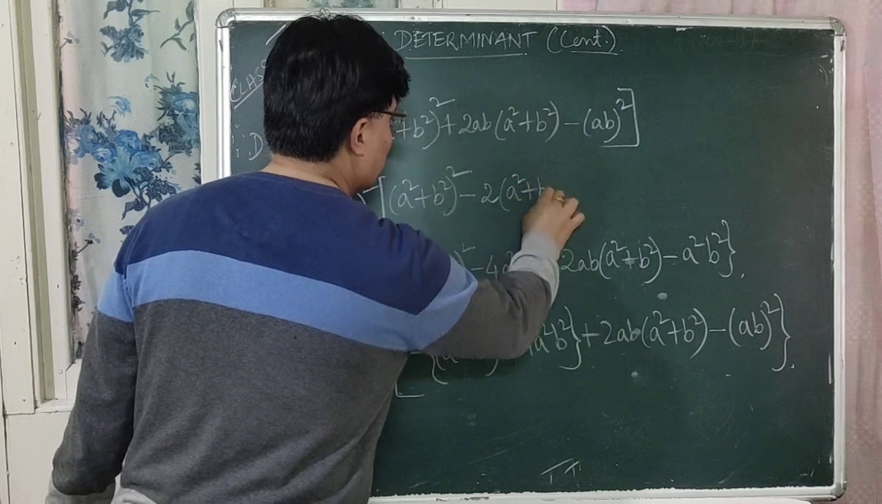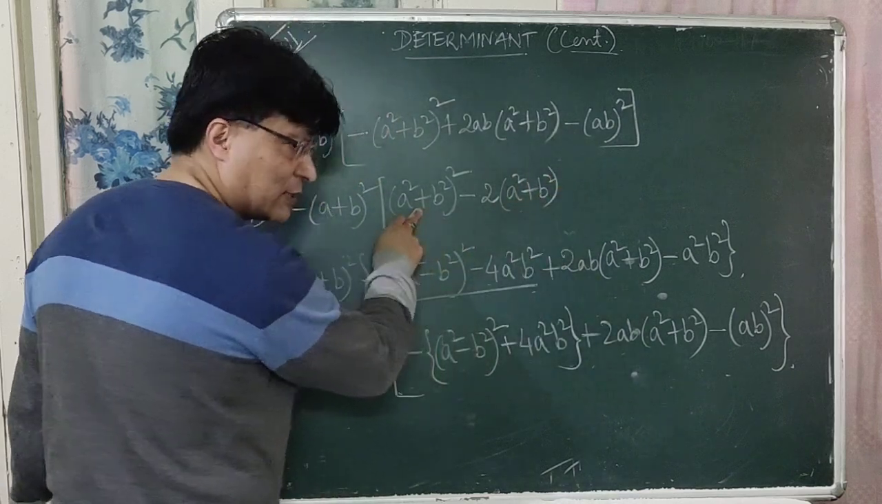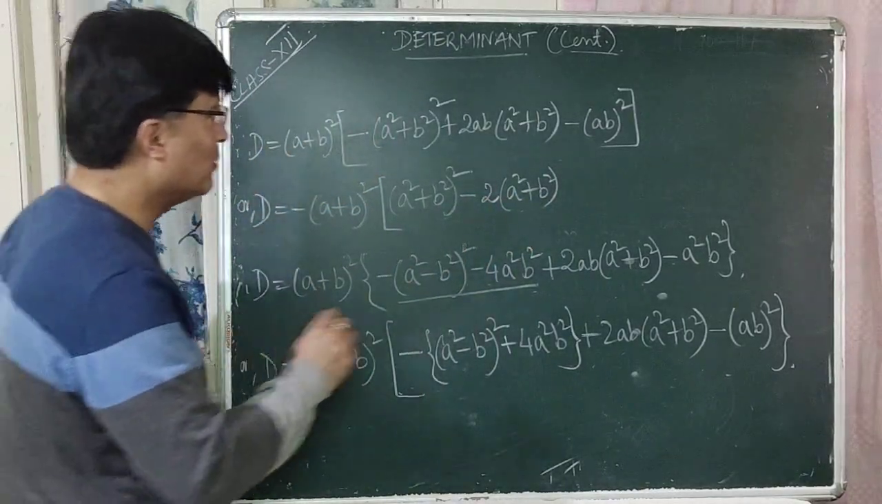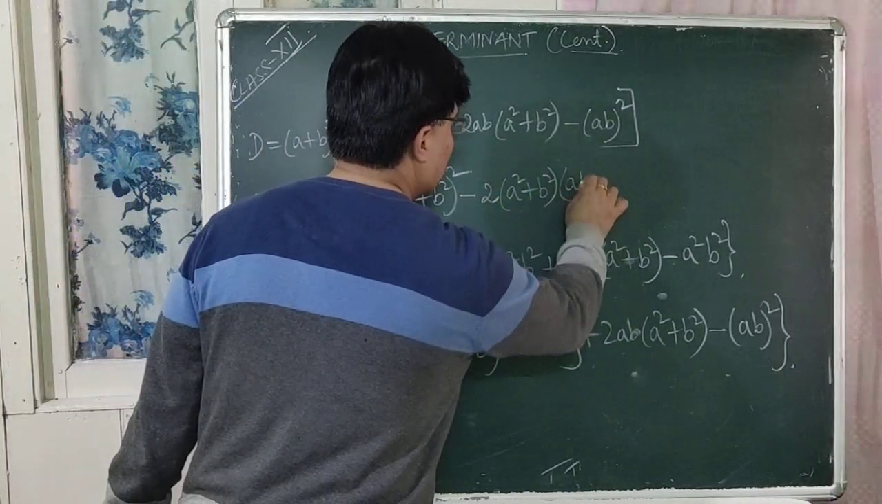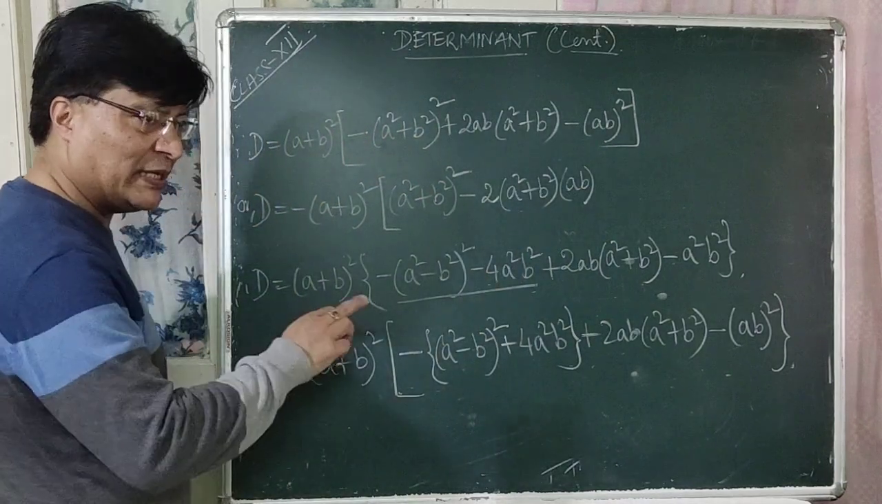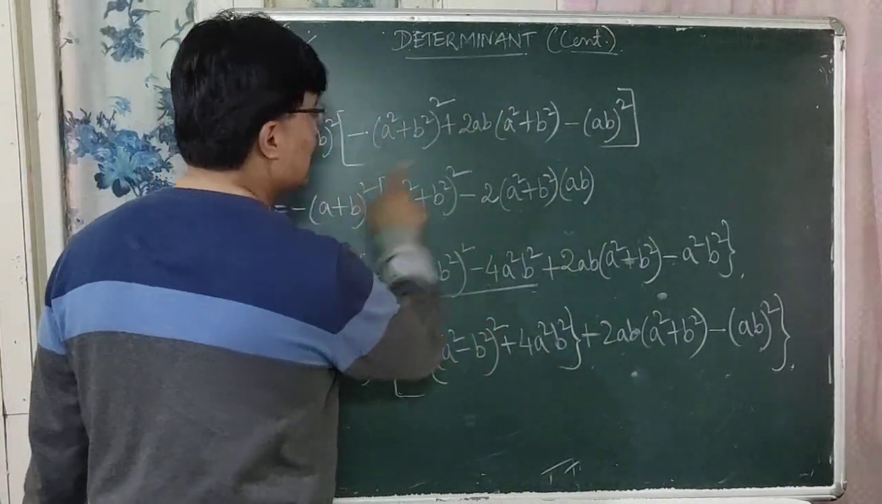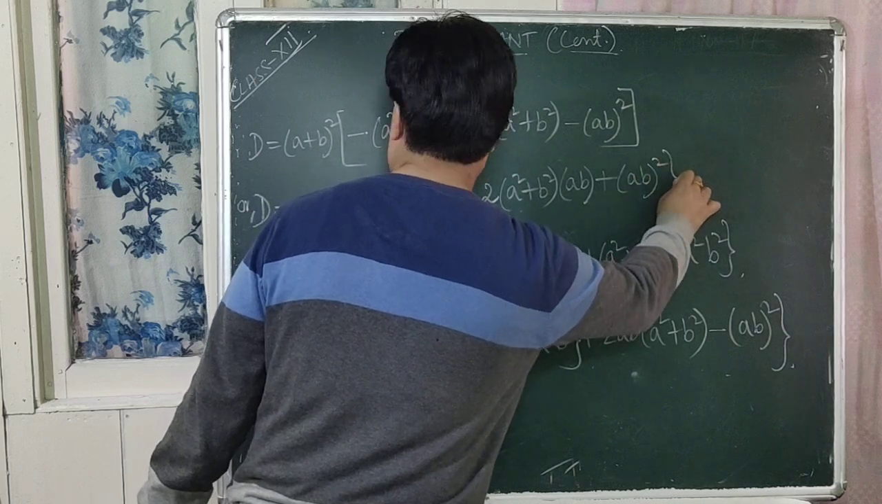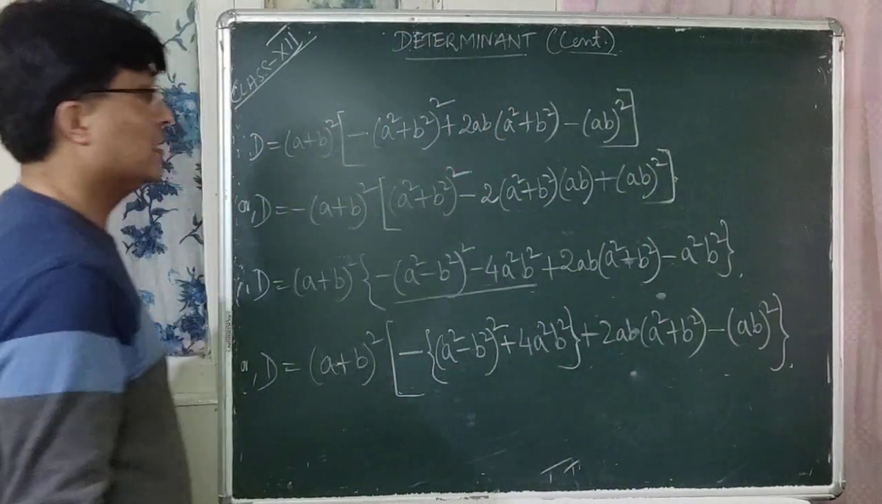A square plus b square first, because this is the term of a. This is also the term of a. Then what do we write? This is the term of b. Twice ab. Then minus into minus plus, this is ab whole square. Is that clear?